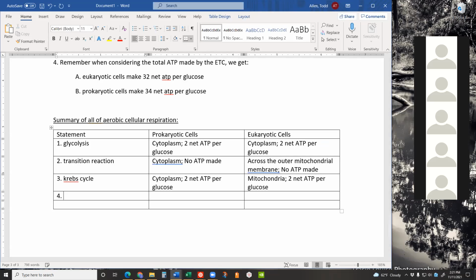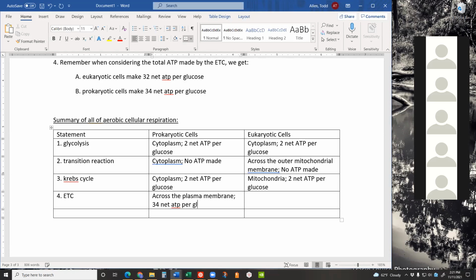All right. Then we have the electron transport chain, the ETC, which we just covered. The electron transport chain in prokaryotic cells actually happens across the plasma membrane. And because it's a prokaryotic cell, you're going to get 34 net ATP per glucose. In eukaryotic cells, the chemistry of the electron transport chain will happen across the inner mitochondrial membrane. And for a eukaryotic cell, you will get 32 net ATP per glucose.